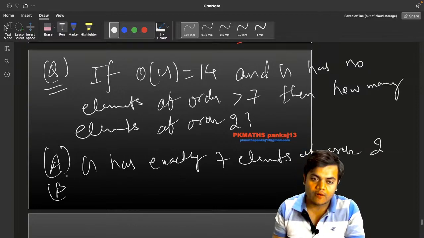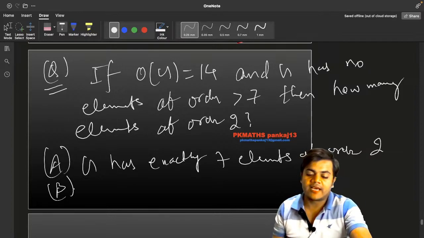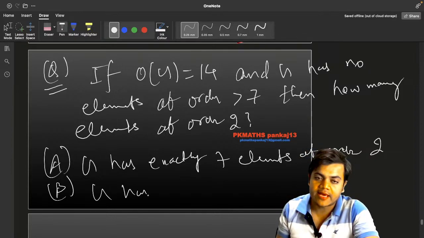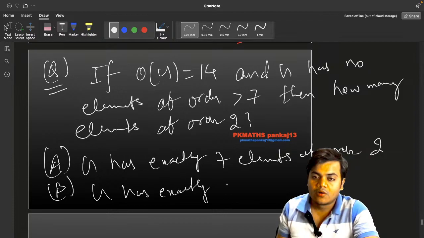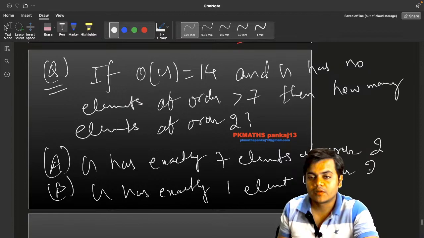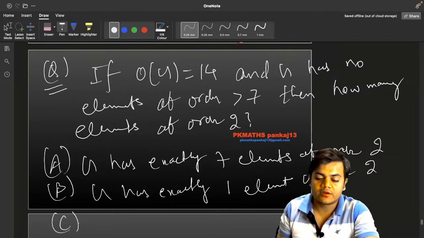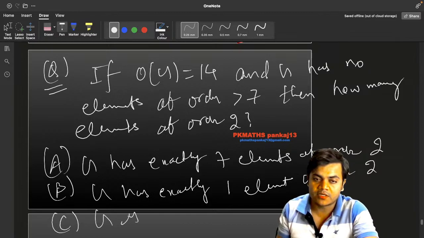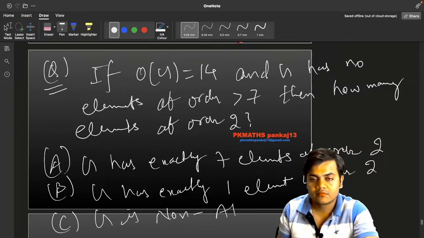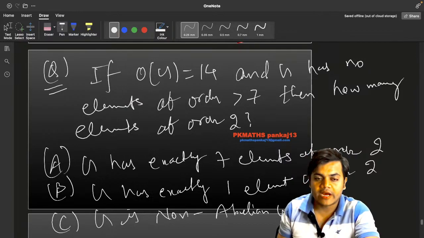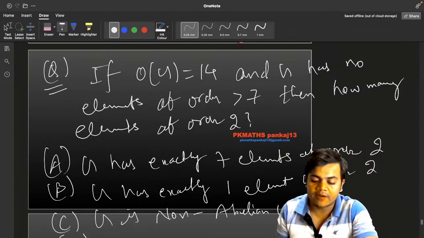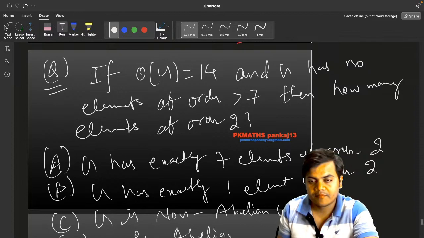And in option B, what was given? G has exactly one element of order 2. What about the third option? G is a non-abelian group. And what about the last option? G is abelian but non-cyclic.